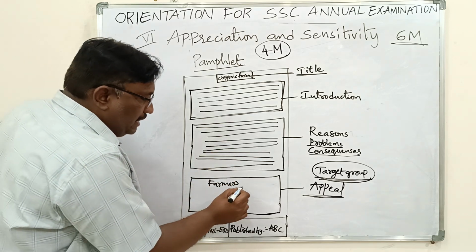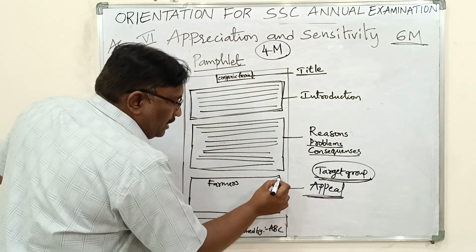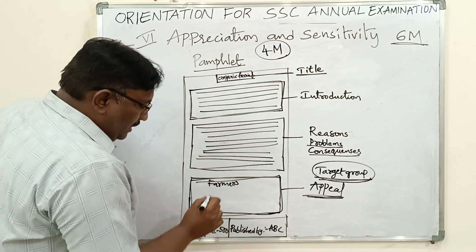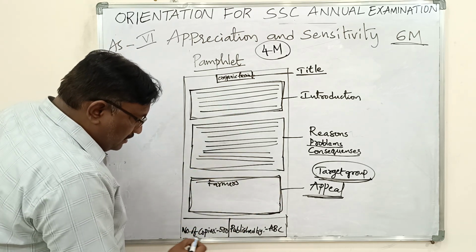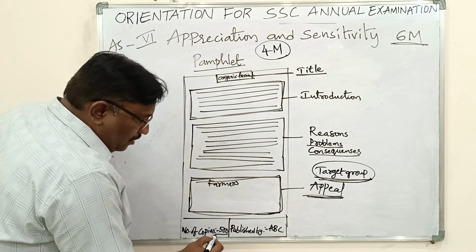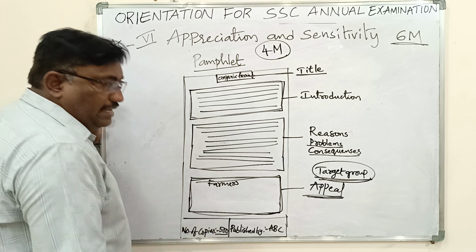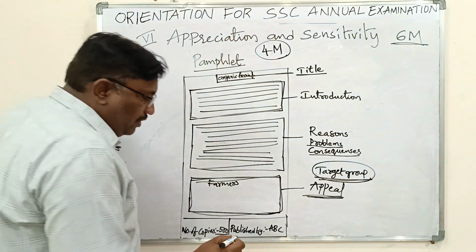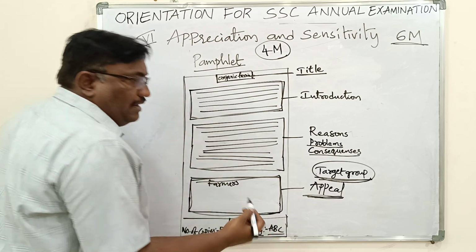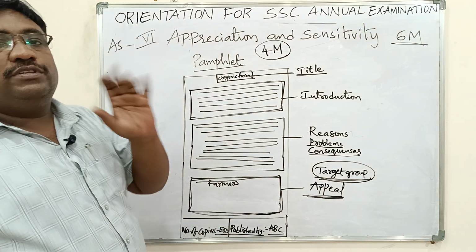So like this we have to write the appeal to the target group people in the last paragraph or last area of our pamphlet. And next, at the conclusion, at the last side, in the left side margin, the number of copies. How many copies do we have to write here? 500, 5000, 1000, whatever you want. Next, the publisher's name, or published by, the name they are writing. But a few things are to be avoided.